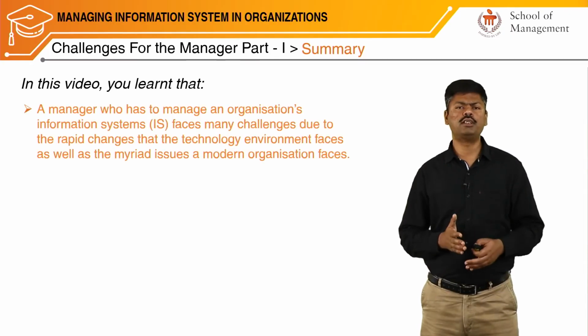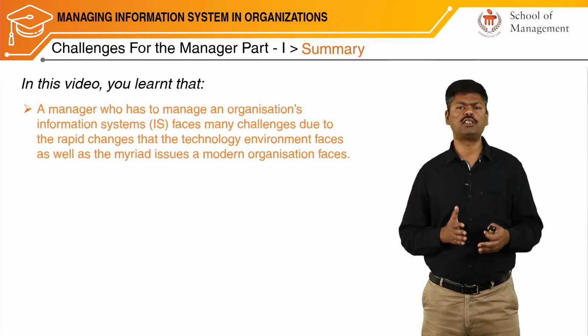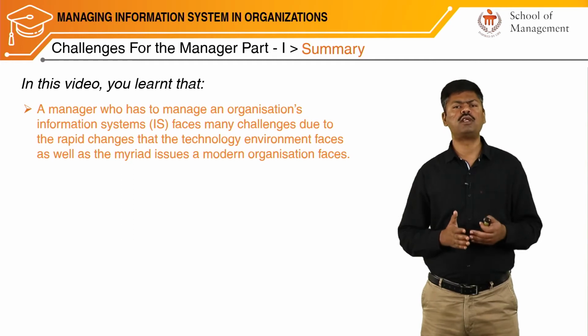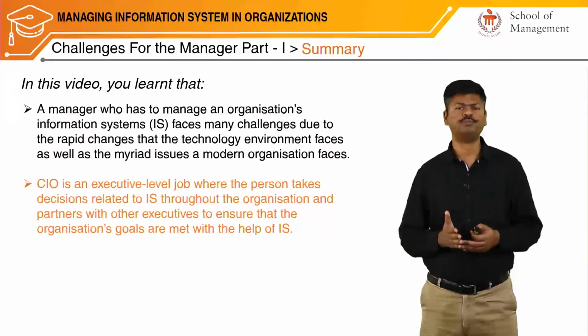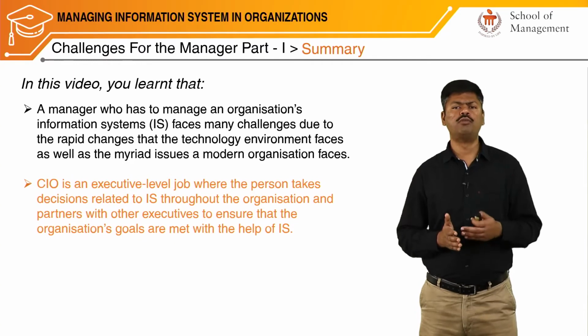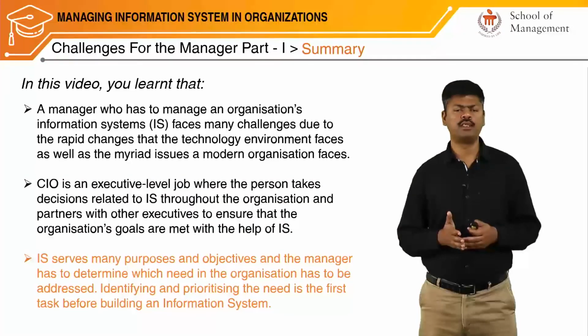In this video, you learned that a manager who has to manage an organization's information system faces many challenges due to the rapid changes that the technology environment faces, as well as the myriad issues a modern organization faces. The CIO is an executive level job where the person takes decisions related to IS throughout the organization and partners with other executives to ensure that the organization's goals are met with the help of IS.